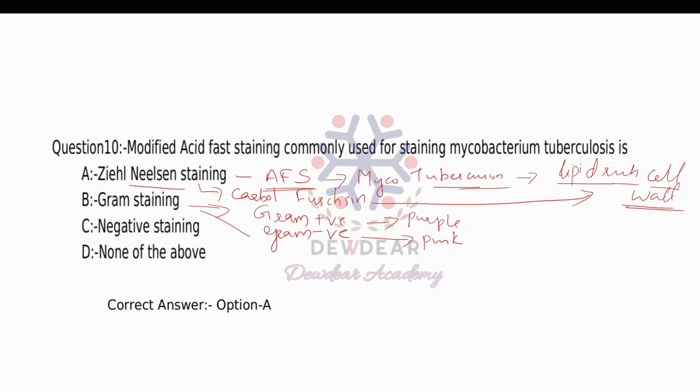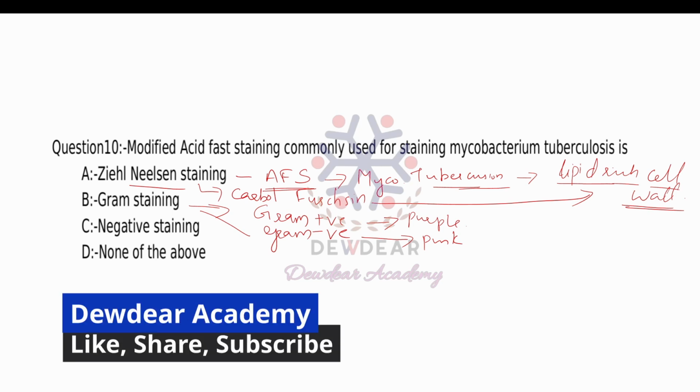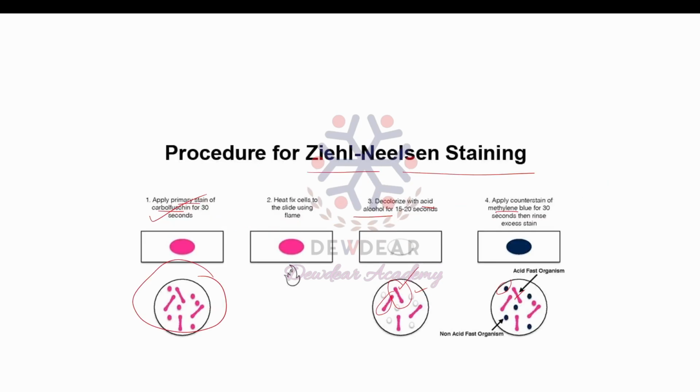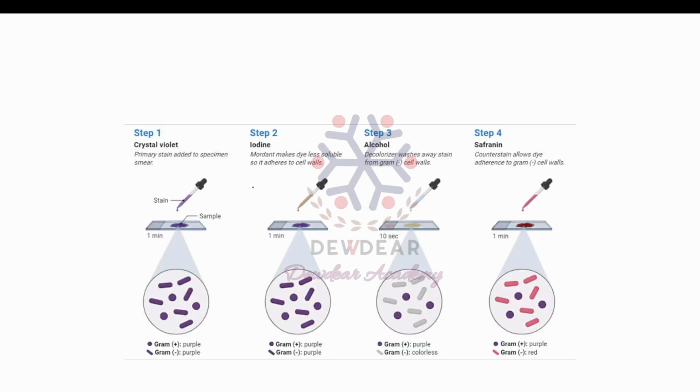But the Mycobacterium tuberculosis does not respond well to gram staining, because we know the cell wall is lipid rich. So it does not fit well with the gram positive, gram negative categories. So for Mycobacterium tuberculosis, we prefer acid fast staining, mainly the Ziehl-Neelsen staining. The gram staining we use just to divide bacteria into gram positive and gram negative bacteria.